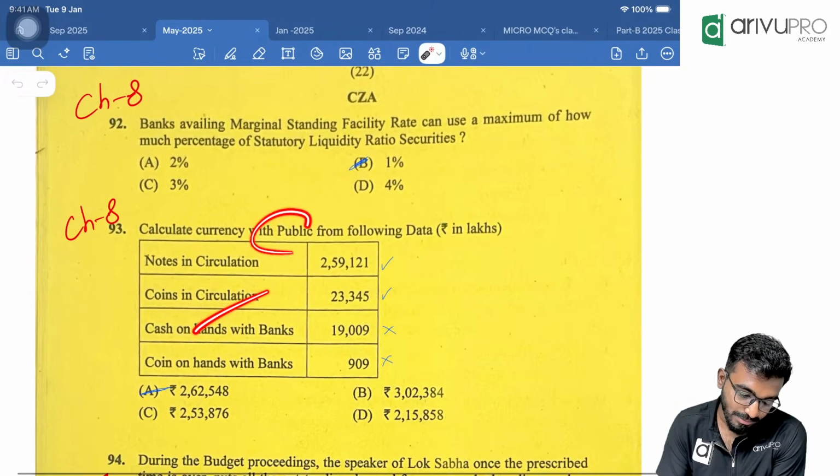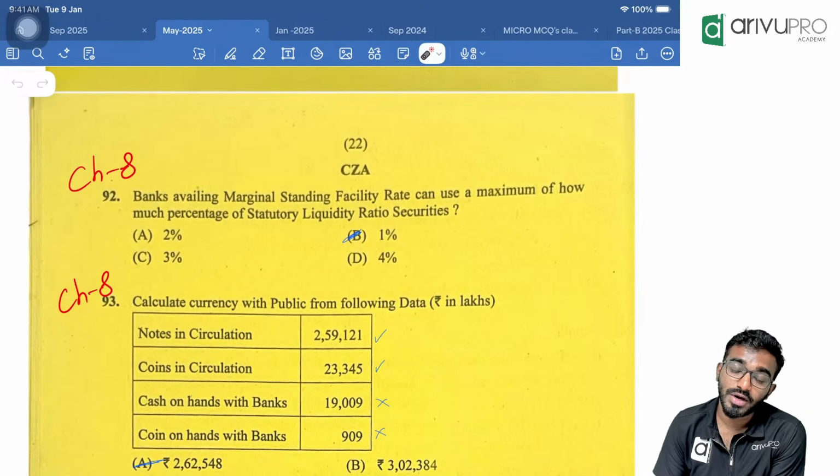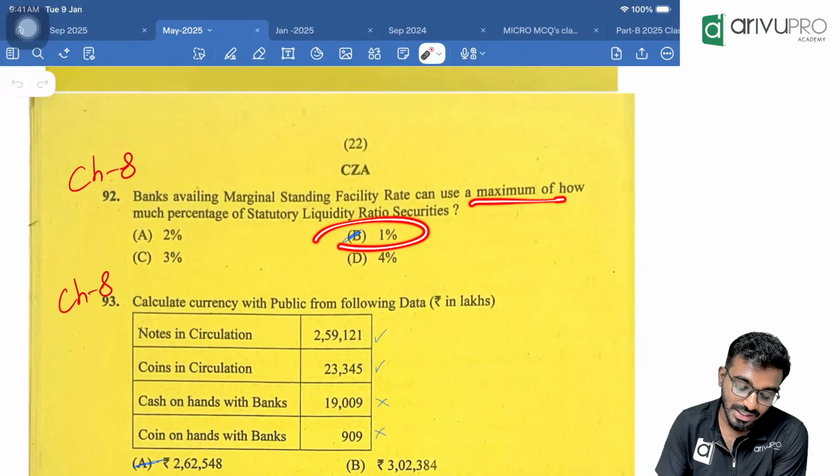This we already did, the public definition. What is the maximum MSF rate? That is over and above the repo rate. What is the maximum MSF rate that we will provide? 1% of the statutory liquidity ratio. 1%.